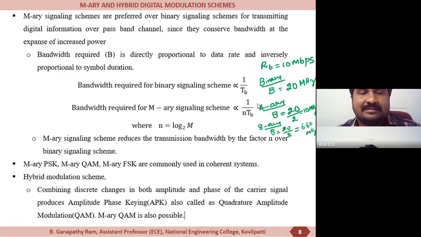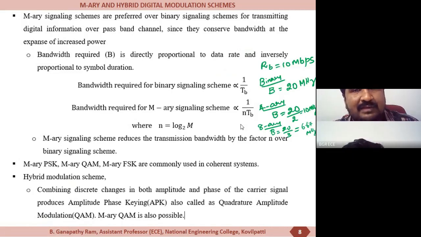So it quite improves the bandwidth conservation when we use the M-array signaling scheme compared to the binary signaling scheme. Whereas it creates other impacts, such as poor bit error rate performance, and it requires more power to transmit the information. That will be briefly discussed in the next sessions. So generally, M-array PSK and all the M-array schemes are commonly used in coherent systems.